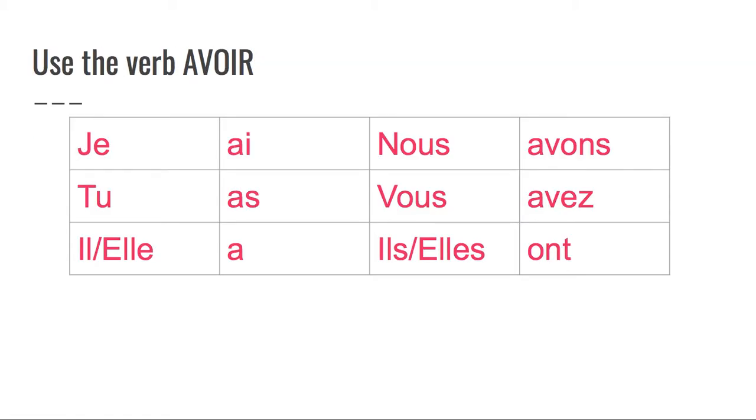Good review for you. So if you don't know the verb avoir, here's a little review. So you've got j'ai, tu as, il ou elle a, nous avons, vous avez, ils ont.